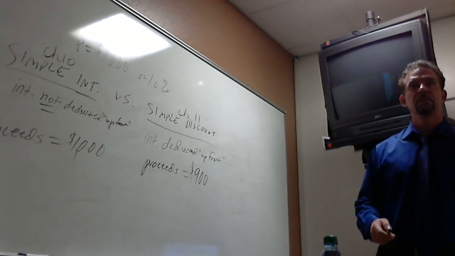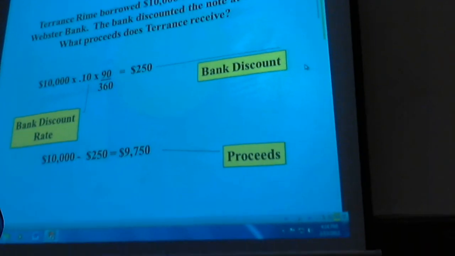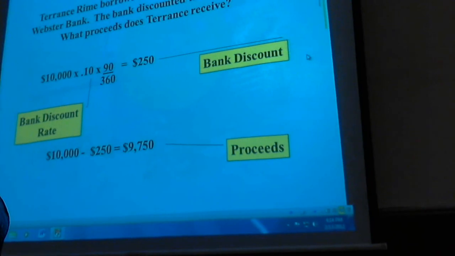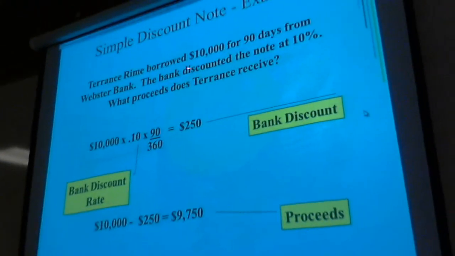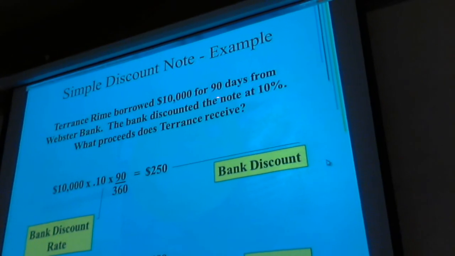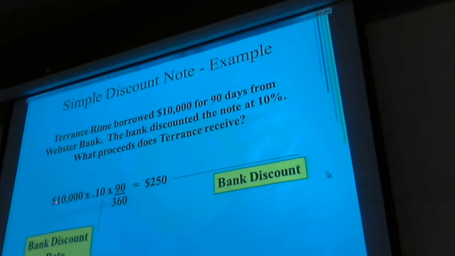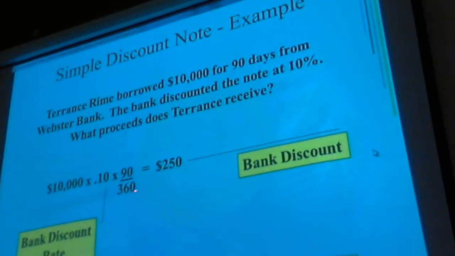Ready for the next one? Here's an example of a problem. We have Terrence, who's borrowing. Borrow is your key word, right? $10,000. What do you notice about this formula? Principal times rate times time.